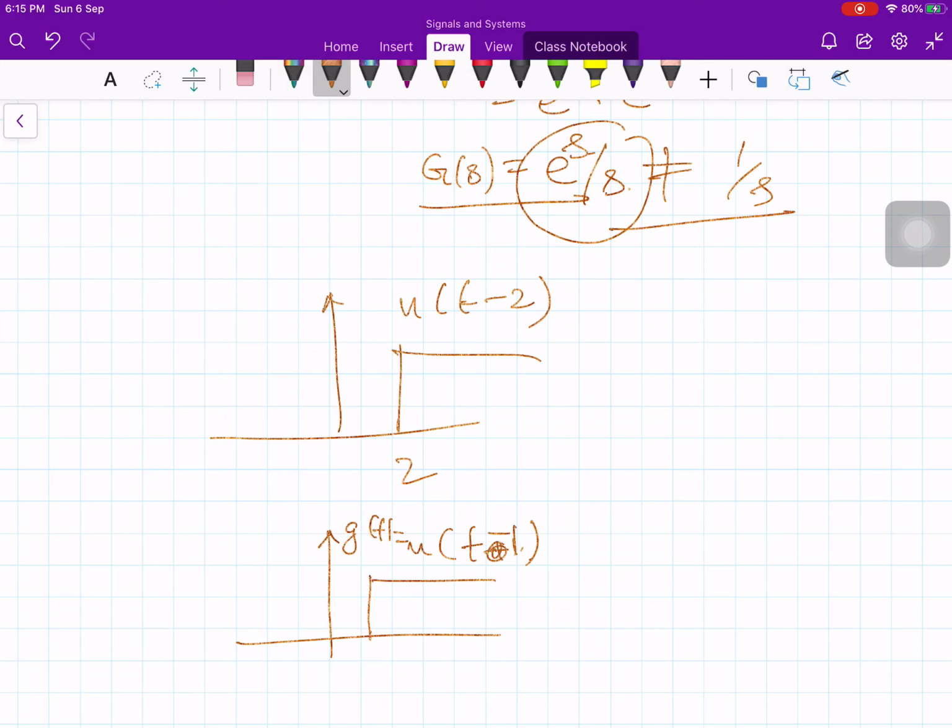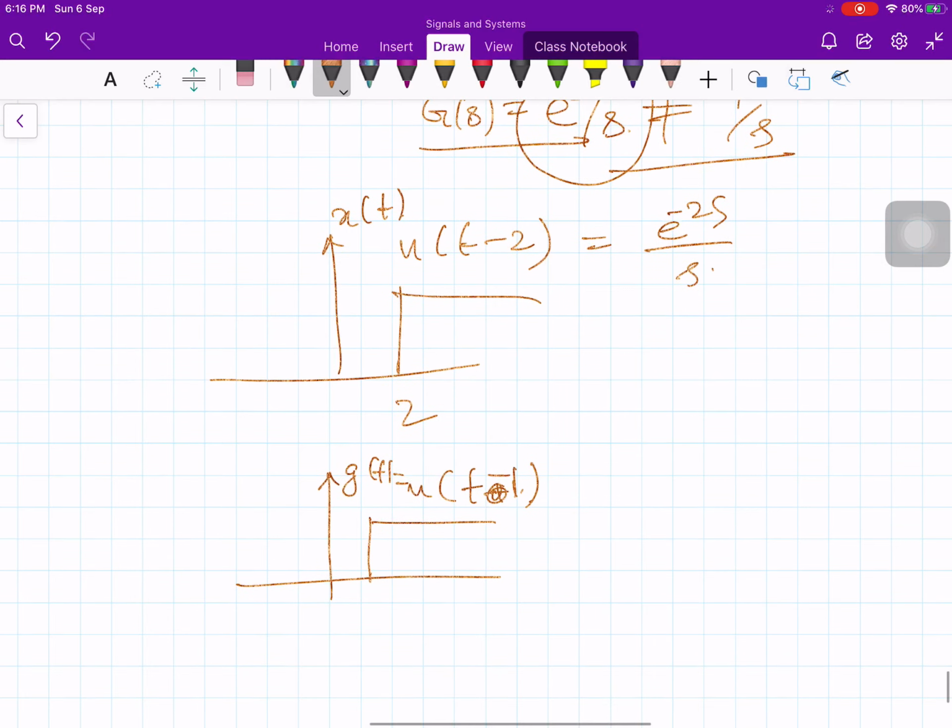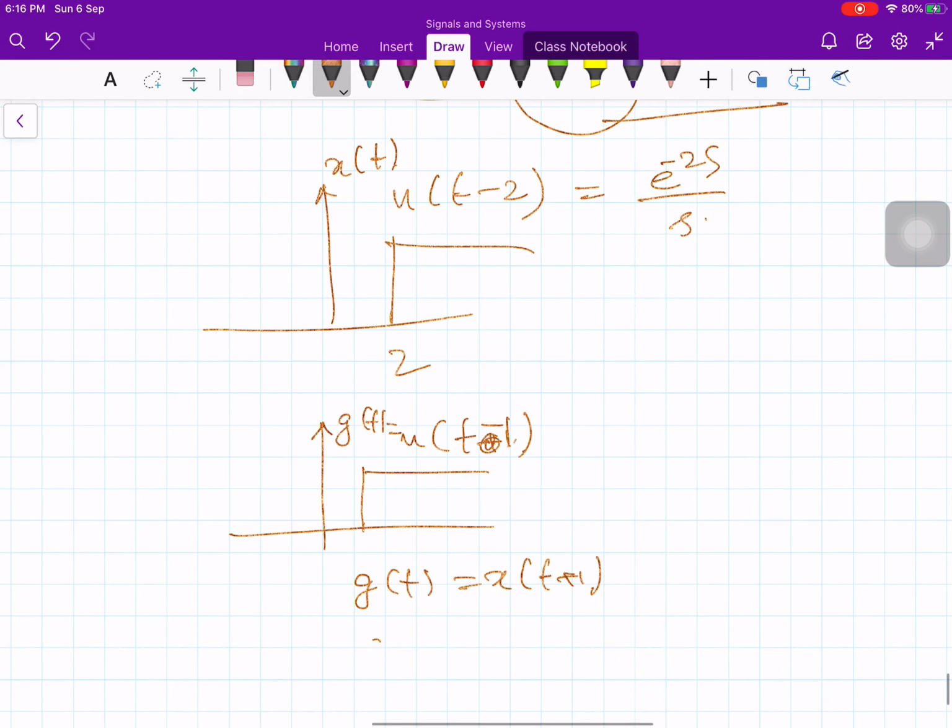Now what is the Laplace transform of this? e to the minus 2s divided by s for x of t, and for g of t equal to x of t plus 1, G of s is equal to X of s times e to the s.